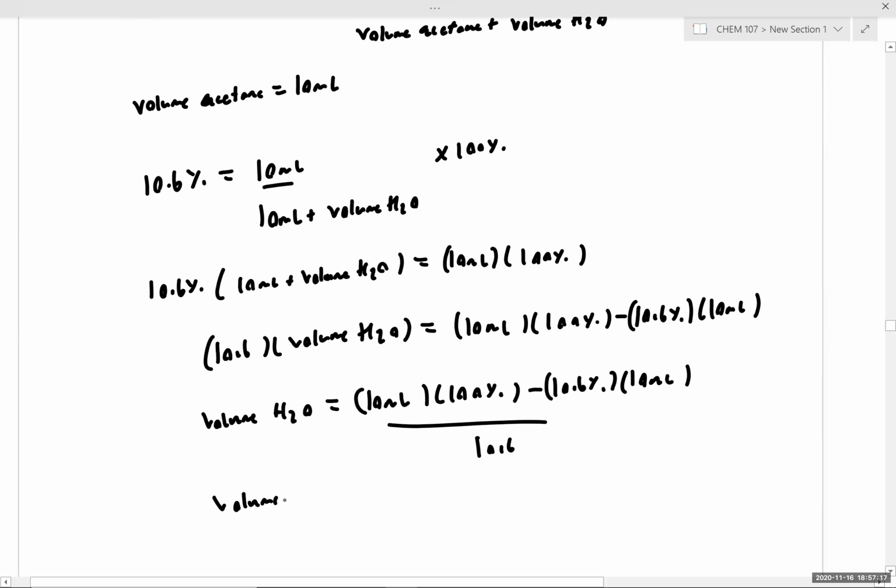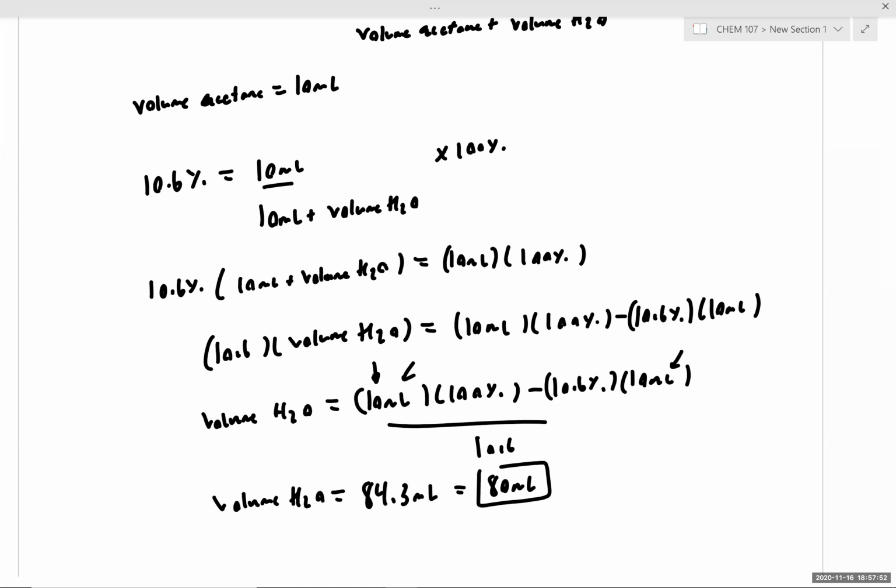Okay, so plugging this into our calculator now, we're still in units of milliliters. So that gives us 10 times 100 minus 10.6 times 10 over 10.6. And that gives us a volume of water of 84.3 mL that we round to 80 milliliters because we're stuck with one significant figure. Notice the trailing zero is not significant and it's just serving as a placeholder.